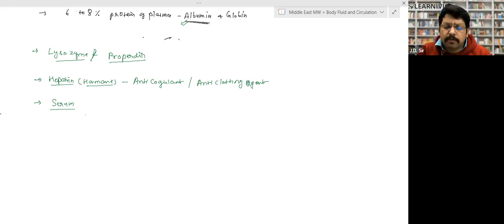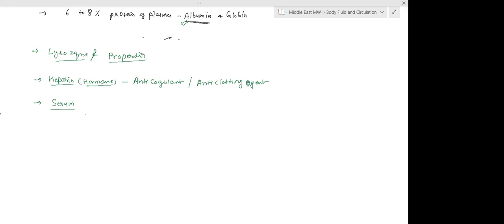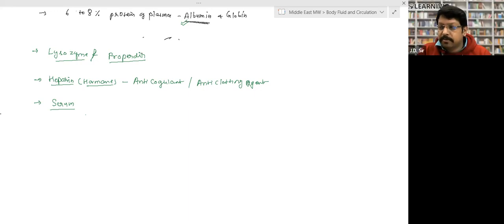In short, whenever the tissue gets ruptured, molecular oxygen enters there, and due to its entry, heparin stops working, and when heparin stops working, clotting takes place. That's how clotting takes place. I'll explain the clotting process in detail later. Now, in short, what is clotting or coagulation?